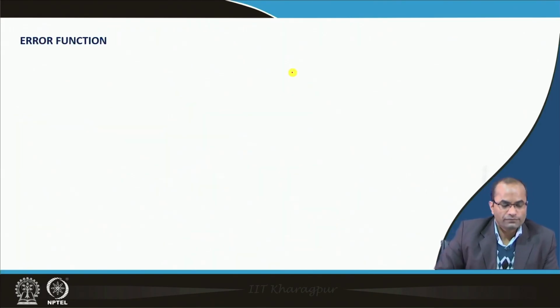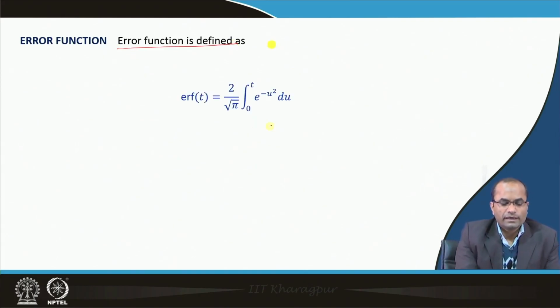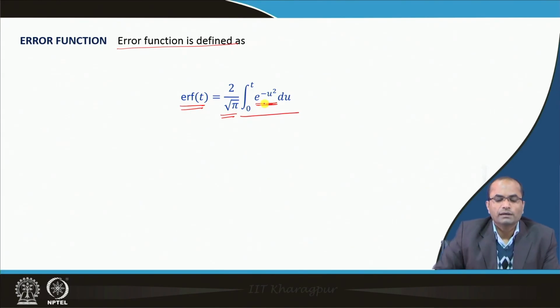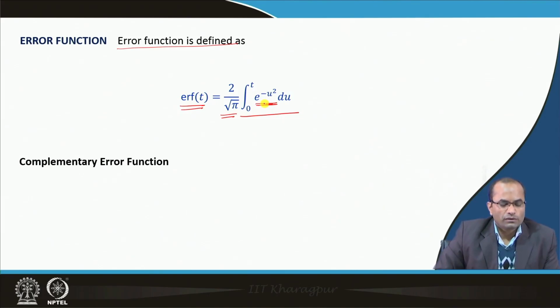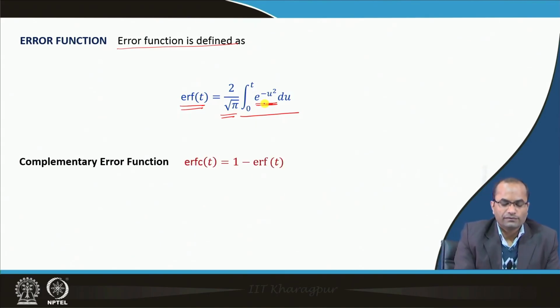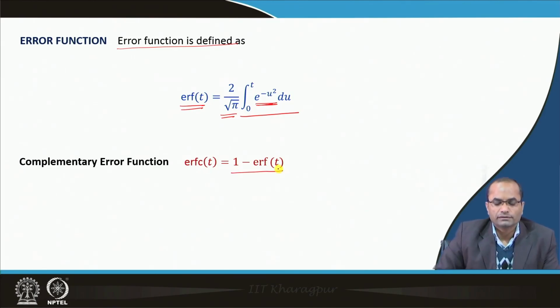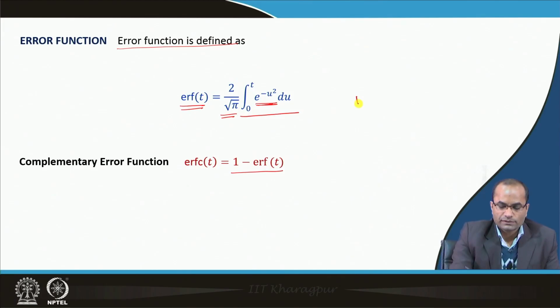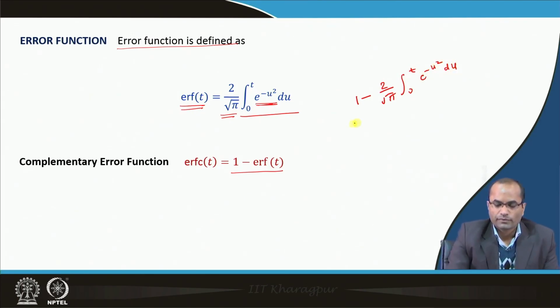Now, we will move to the error function, which has applications in many areas of science and engineering. So, this error function is defined as erf(t) = 2 over square root pi times the integral 0 to t of e power minus u square du. There is another function which is called complementary error function, and it is defined as 1 minus this error function of t. So, if we have this 1 minus, and if we write this 2 over square root pi 0 to t e power minus u square du, in that case.